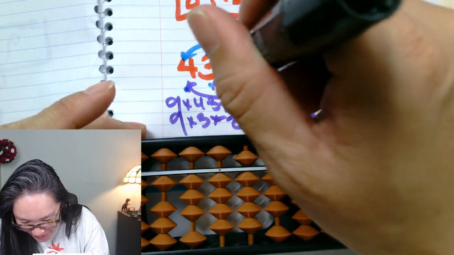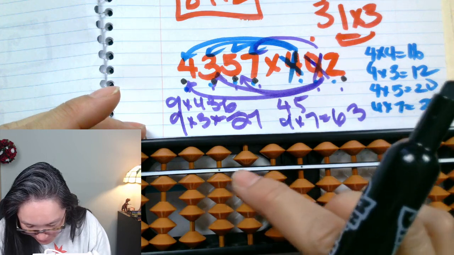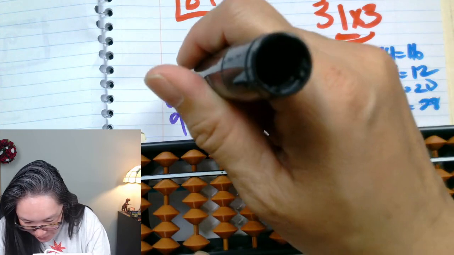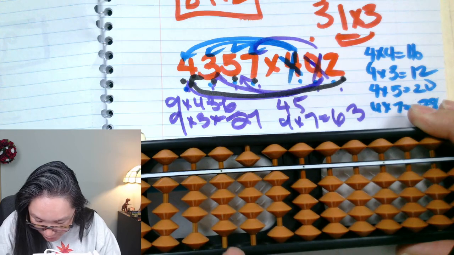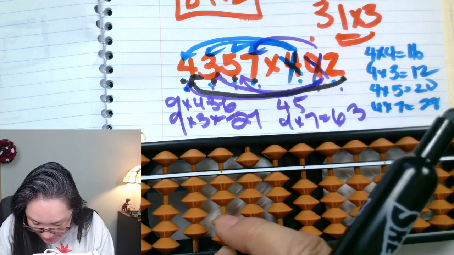1, 2, 3, 4, 5. So 2 times 4 is 8. 8 is a single digit. I go back one column, I add 8. Plus the 10 minus the 2.